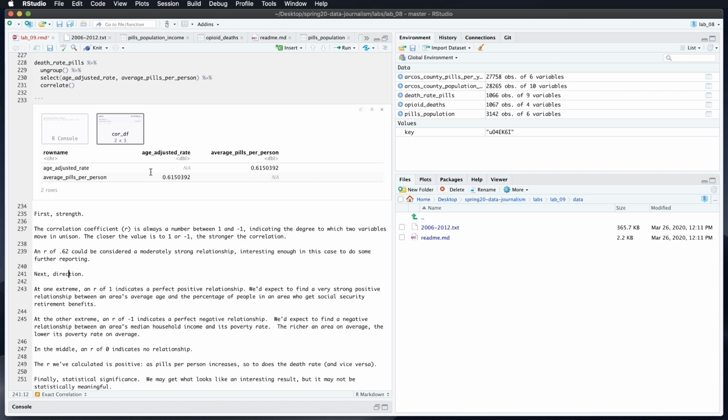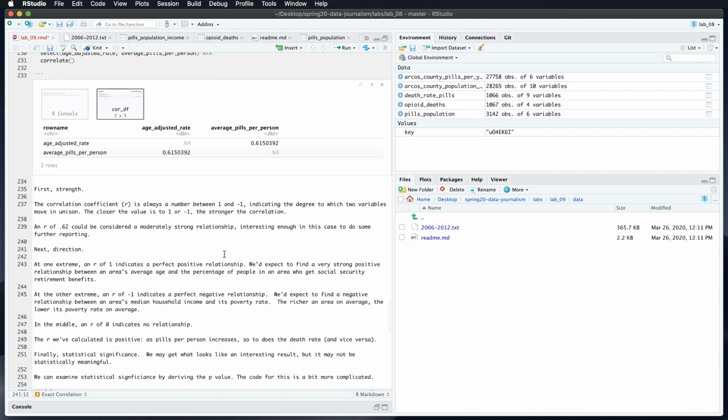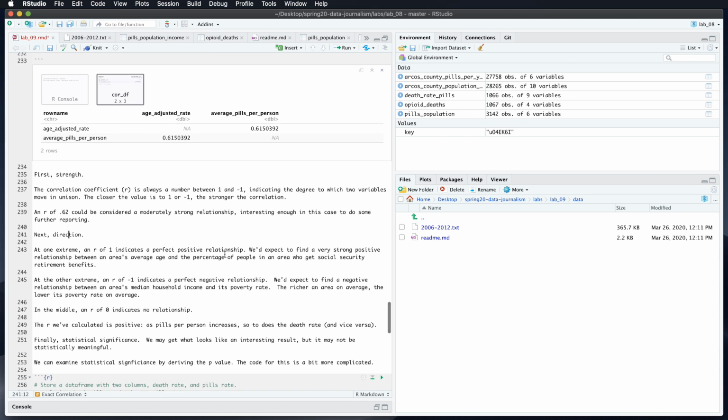At the other extreme, an R of -1 would indicate a perfect negative relationship. So for example, we'd expect to find a negative relationship between an area's median household income and its poverty rate. The richer an area is, the higher the average person's income is, and in general, the lower its poverty rate is going to be. So those things move in inverse relationship to each other. And then in the middle, we have 0, which would indicate no relationship.